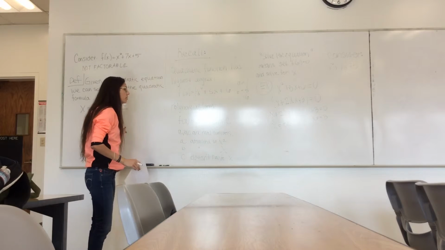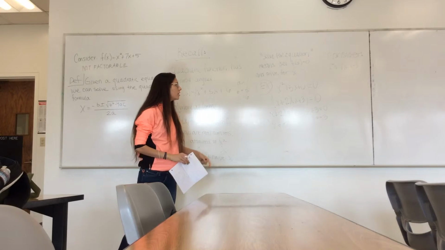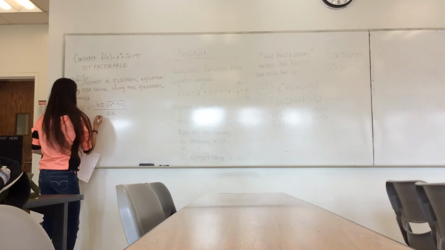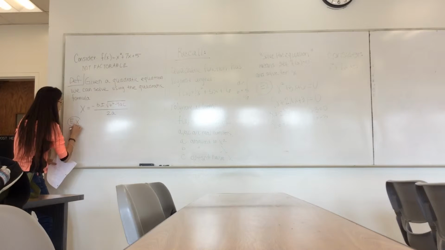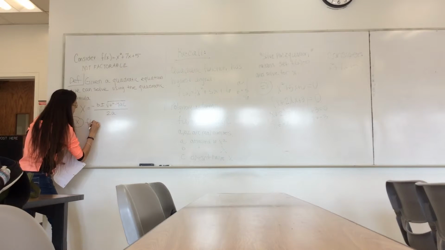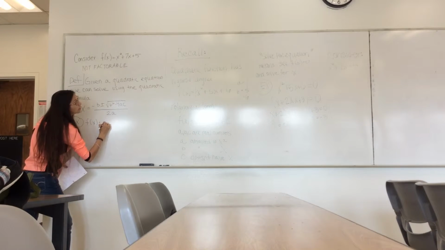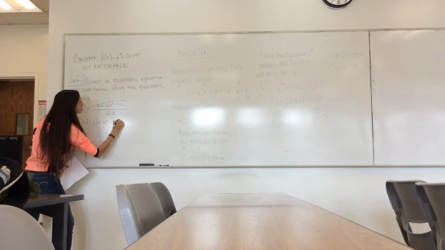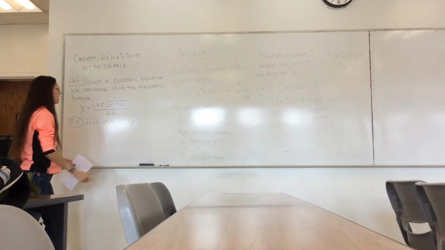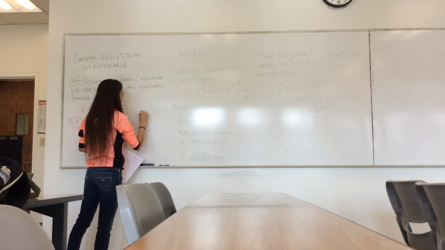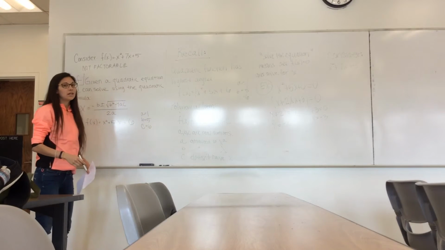So using this formula with our equation over here, let's do an example. f(x) = x squared plus 5x plus 6. Okay, I told you already that a was 1, b was 5, and c was 6. And we literally just plug it in and solve.